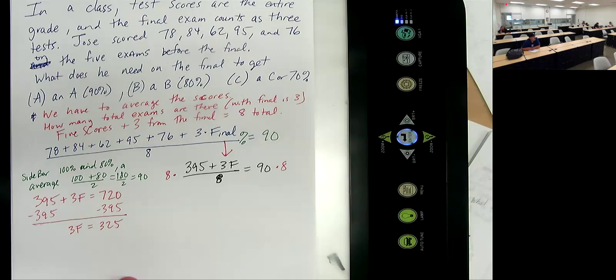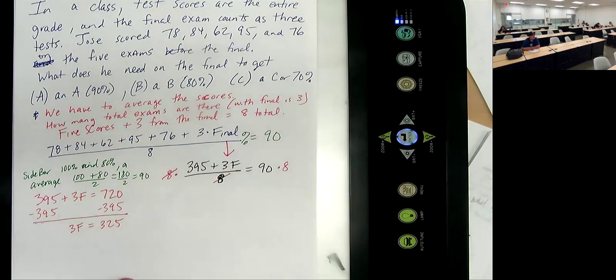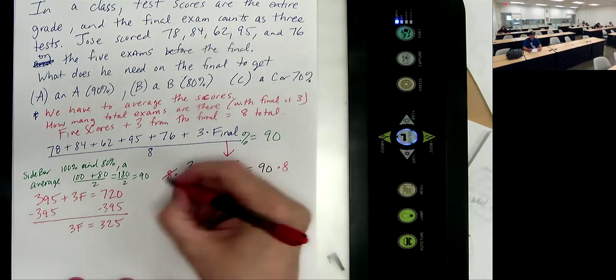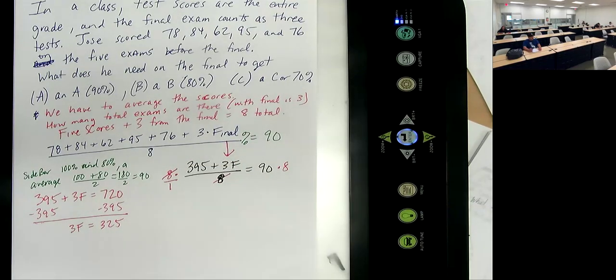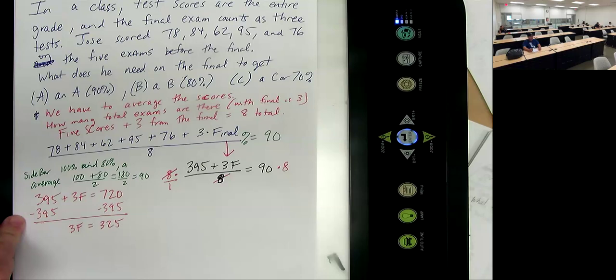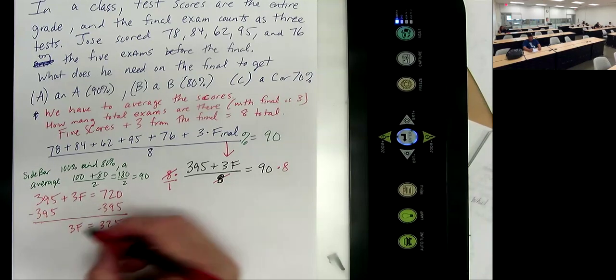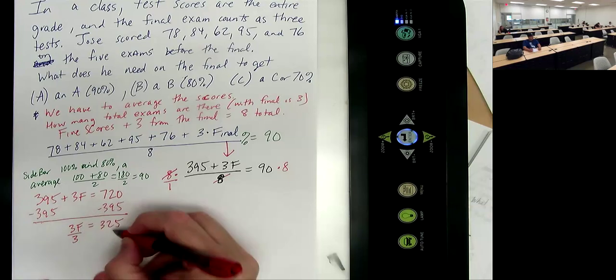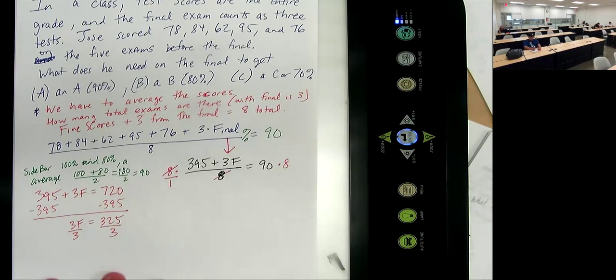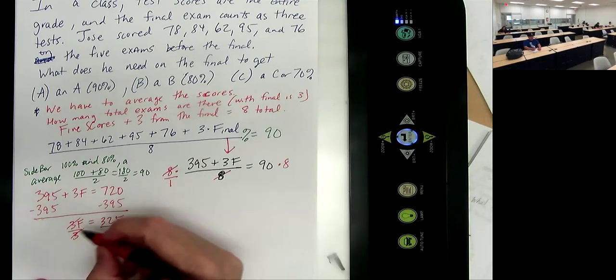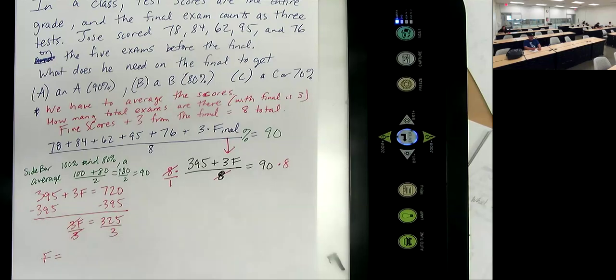Kinda. I'm trying. So the 8s, we're multiplying, we're canceling out. The 8 on the bottom here cancels out with that 8 right there. It's like doing fractions, when we multiply fractions, things that are on the top and the bottom will cancel if they're multiplied. Now we're moving it with subtraction, we get here. And now to get rid of something multiplied by it, we divide. The opposite of multiplying is dividing. And so here the 3 cancels as well, and we have F equals 325/3.